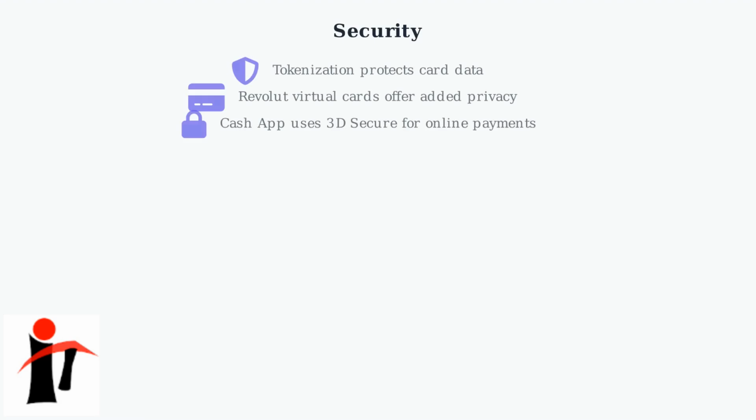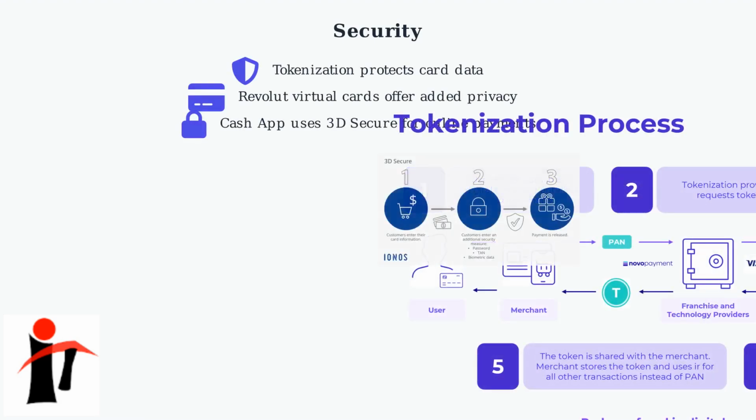For security, both platforms use tokenization. Revolut's virtual cards offer added privacy, and Cash App uses 3D Secure for online payments.